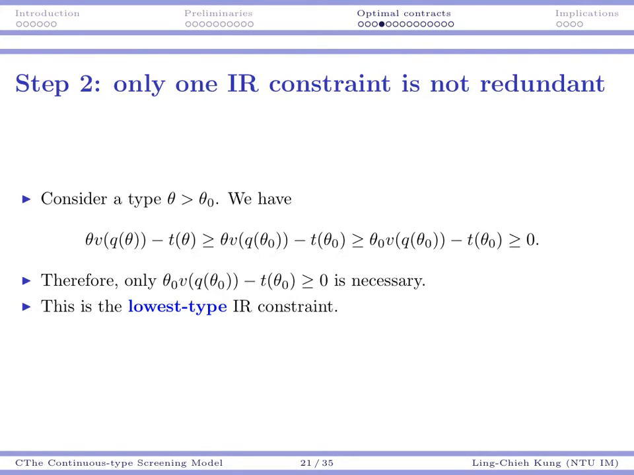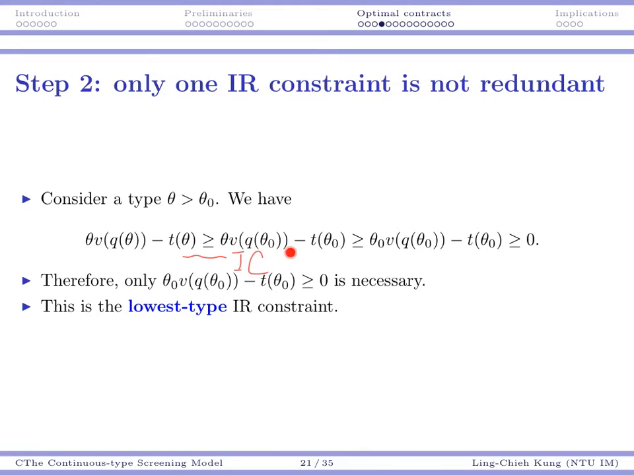And then let's reduce our IR constraints. Suppose I have a type theta, which is not the lowest type. The lowest type is theta 0. Suppose my type is greater than that, then I have a sequence of derivations. First, I can take the IC constraint for the type theta with respect to the type theta 0. If I am of type theta, I should prefer contract theta to contract theta 0. So this part is your IC constraint.